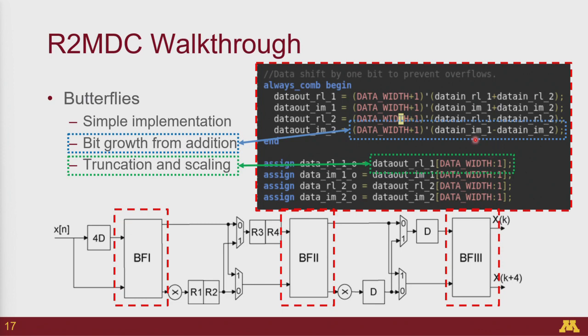So if your initial values are in the range of +1 to -1, at the end of the stage your values will be in the range of +2 to -2. Similarly, in the next stage it would be +4 to -4, and the stage after that would be +8 to -8, and so on.